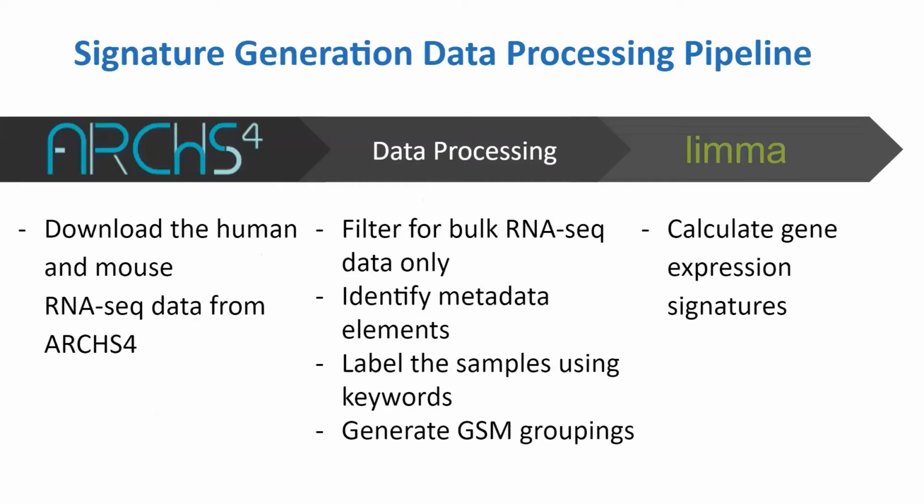The data processing workflow started with the human and mouse RNA-seq data from ARTIS-4, which was then filtered for bulk RNA-seq data, metadata elements identified, the samples labeled against a dictionary of control and perturbation terms, and a list of GSMs generated for signature calculation using lemma.